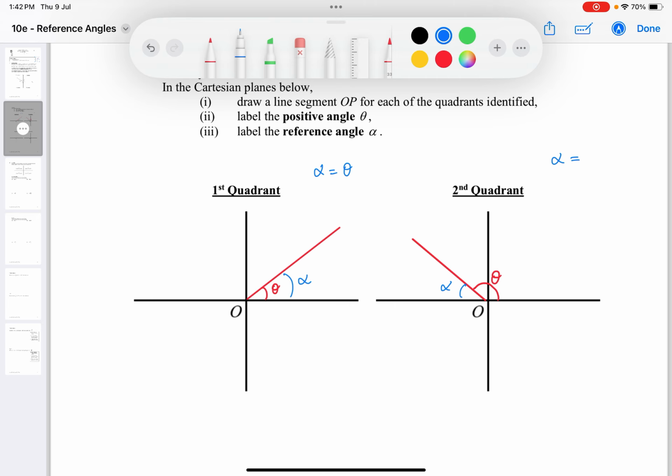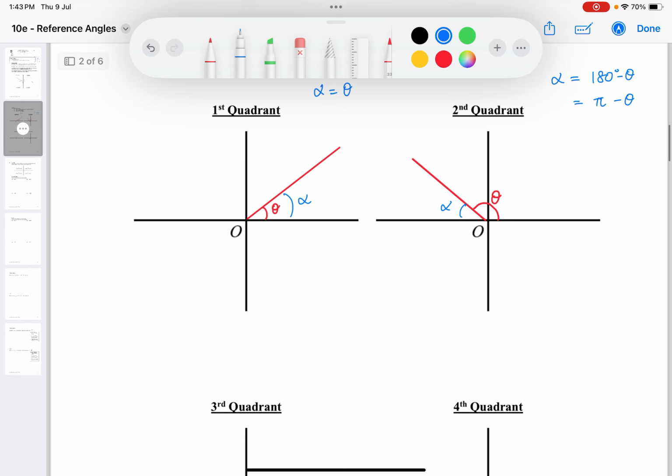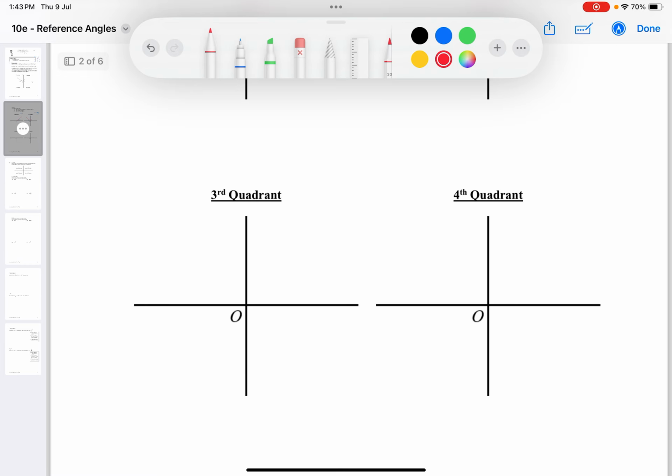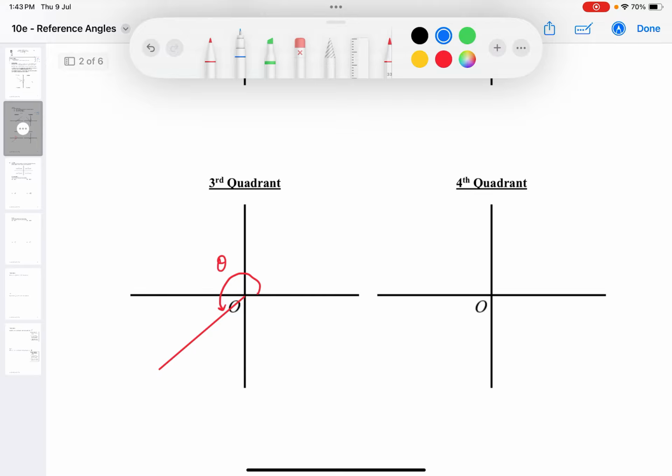So in this case, our alpha is 180 minus theta, or if it's in radians, pi minus theta. If we move on to the third quadrant, then your angle is greater than 180 but less than 270. The corresponding acute angle, by definition, is the angle from the line to the x-axis, so this angle here. That will be theta minus 180, or theta minus pi if it's in radian mode.